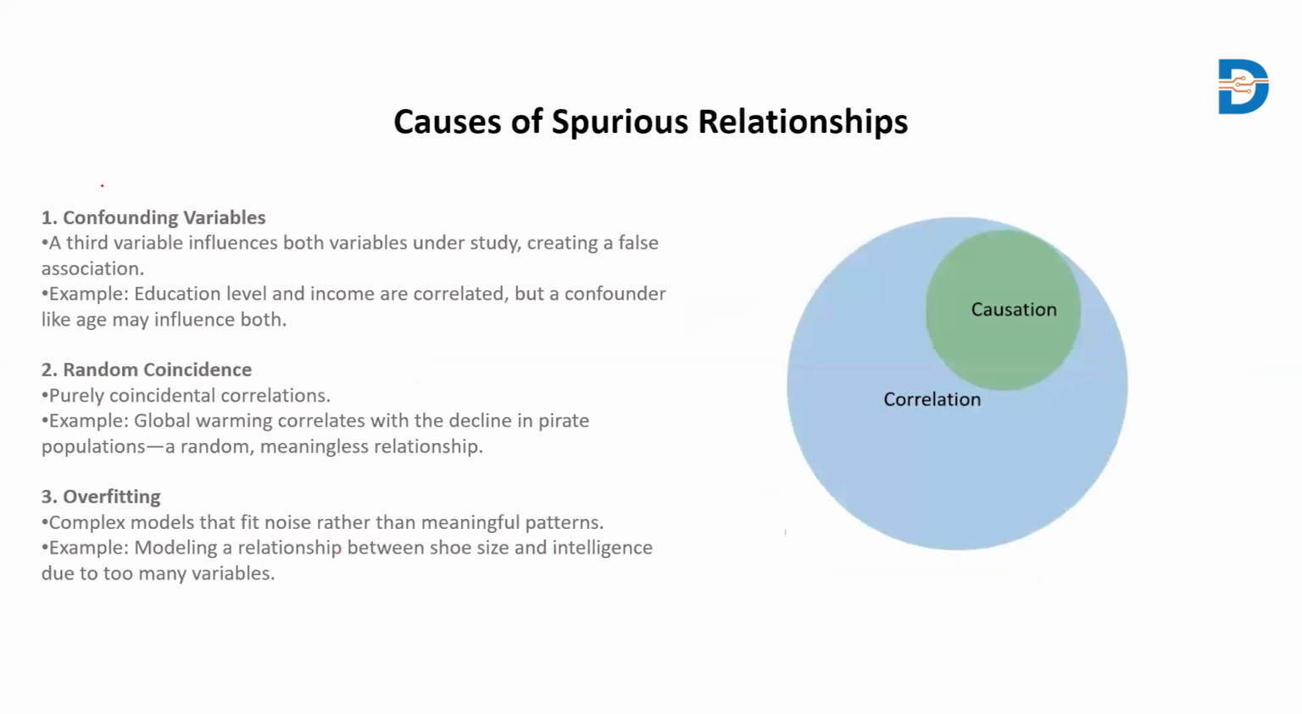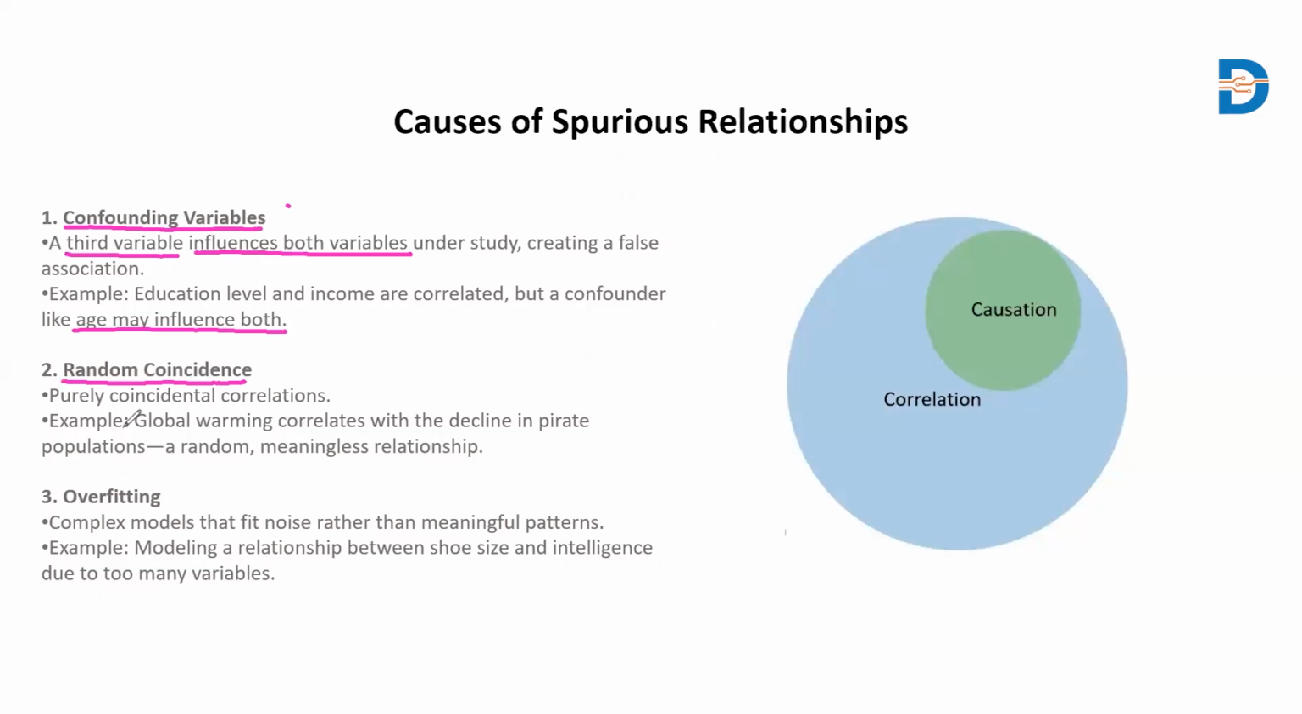The causes of spurious correlation occur mainly due to confounding variables. A confounding variable is what we discussed in the last example: a third variable that influences both variables. Education level and income are correlated, but age as a confounder may influence both. So there may be an effect of a third variable, and that's why a spurious relationship may occur, or it may occur due to a random coincidence.